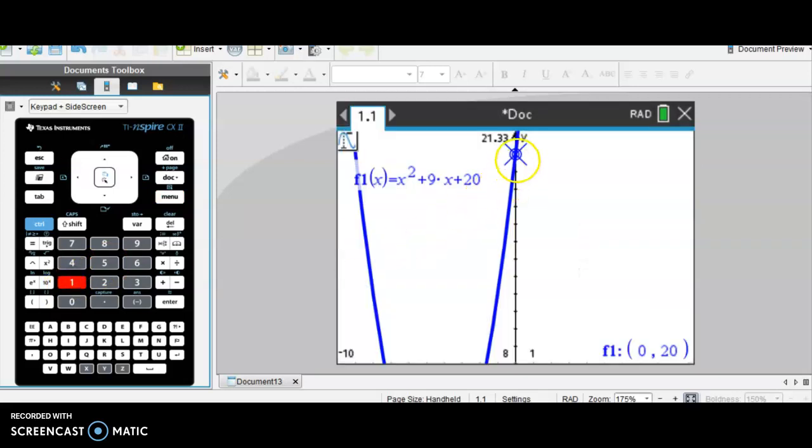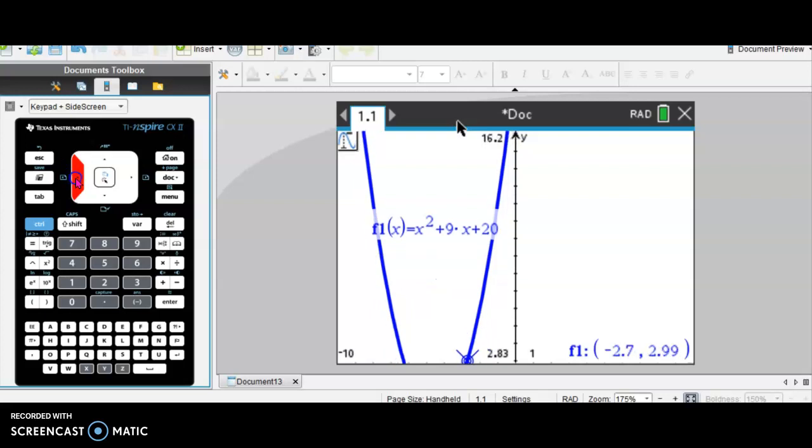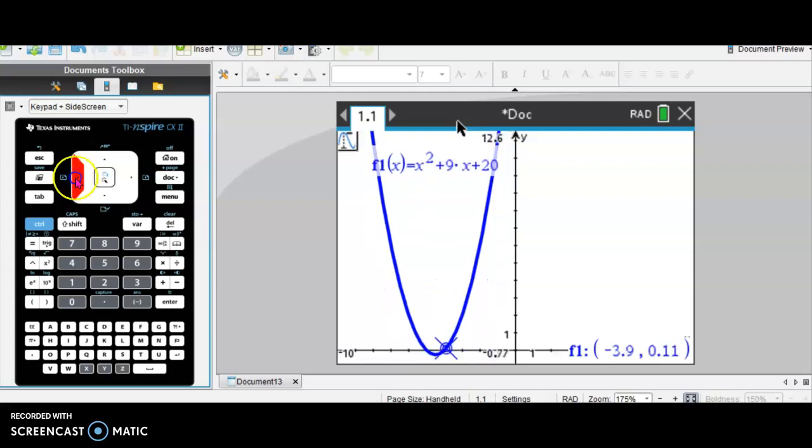Notice a lot of times it starts way up here. It's starting on the y-intercept for some reason, 0, 20. And we're going to use the arrow keys on our mouse pad at the top to go left and right until we get to our intercepts. For me, I'm going left until that little X is on top of my intercepts.